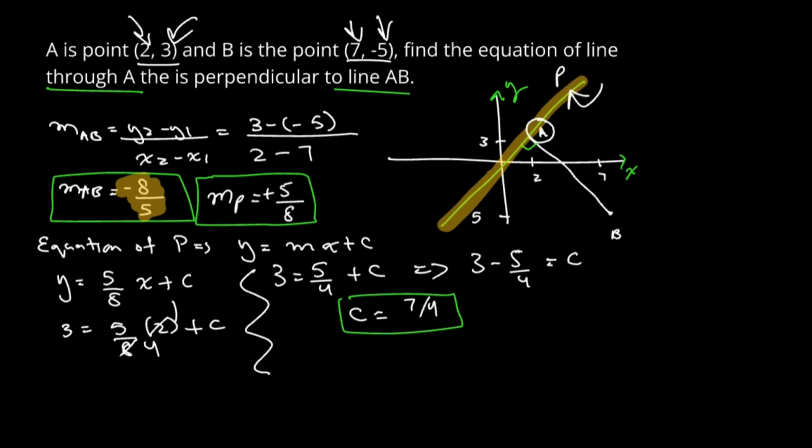So the equation of this perpendicular line becomes y equals mx plus c. So m is 5 over 8. y equals 5 over 8 x plus c, which is 7 over 4.